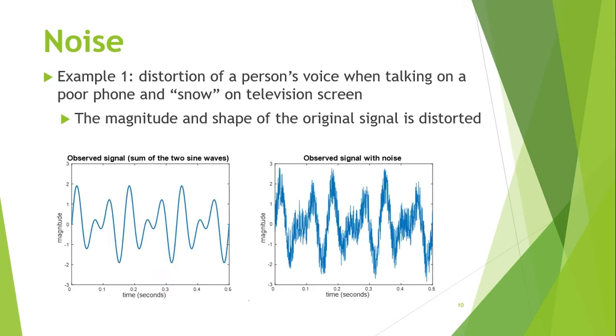Example ng noise is the distortion of a person's voice when talking on a poor phone and snow on television screen. Gumaganon. And the magnitude and shape of the original signal is distorted. So if you consider this, this is an observed signal of two sine waves. Hindi ko na nilagay yung dalawang sine waves na tapos pinagsama. Basta ito na yung product nila. This is a sound wave. Pinagsama yung dalawang sound waves and then this is the product. Pero kapag may noise, ito ang itsura niya.